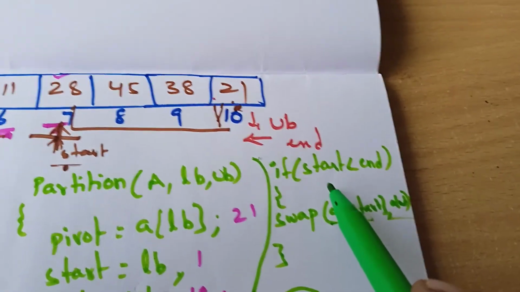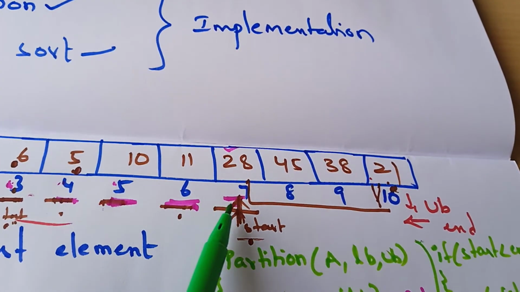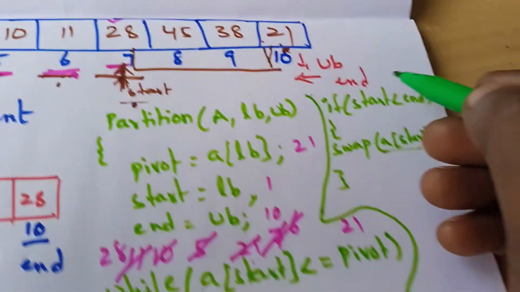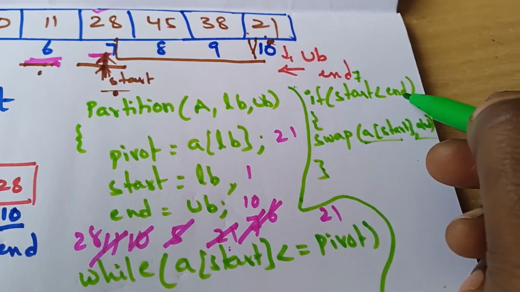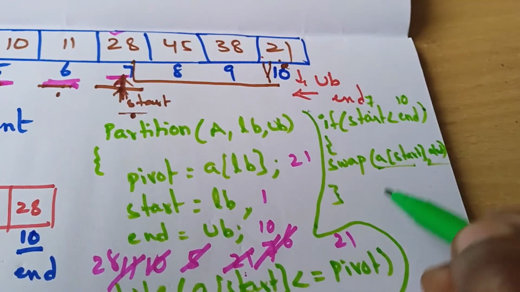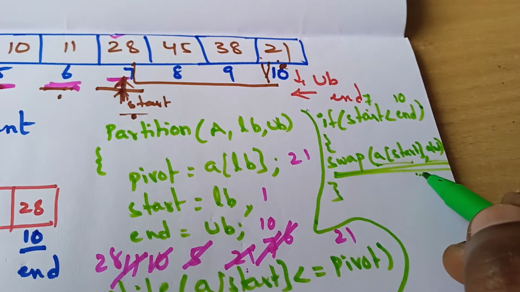Now what is the start value? Look at what is start. Now here it is pointing to 7. Start value is 7. What is end value? 10. Now 7 is less than 10. So we will perform the swap operation.